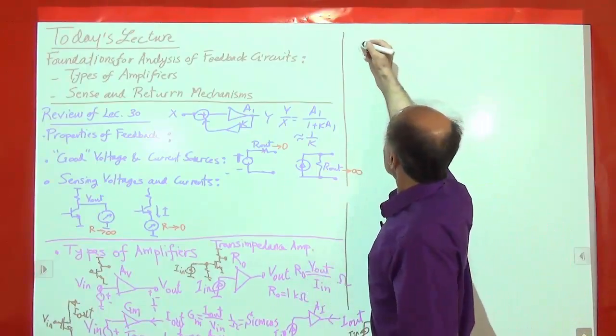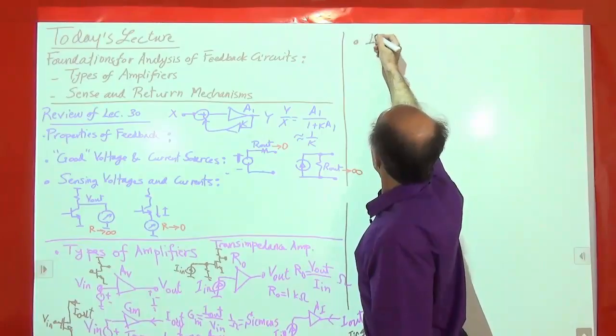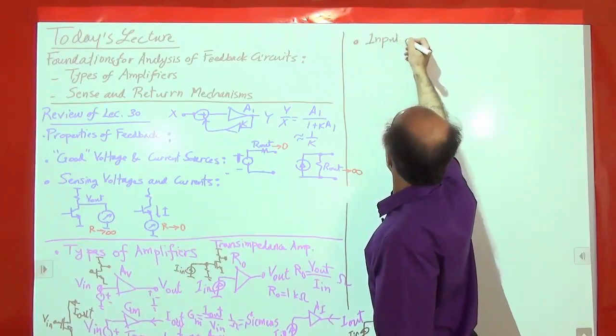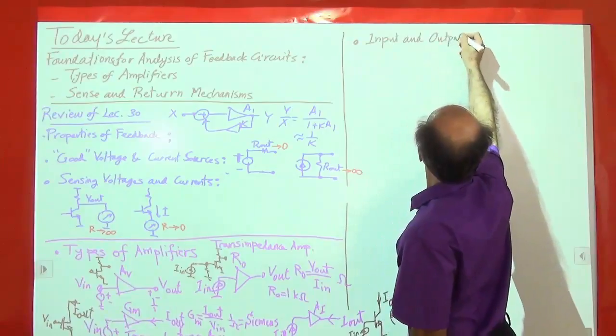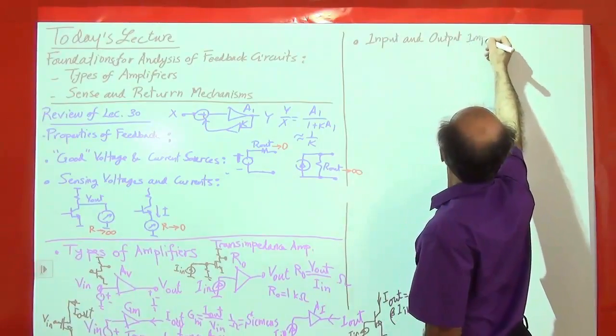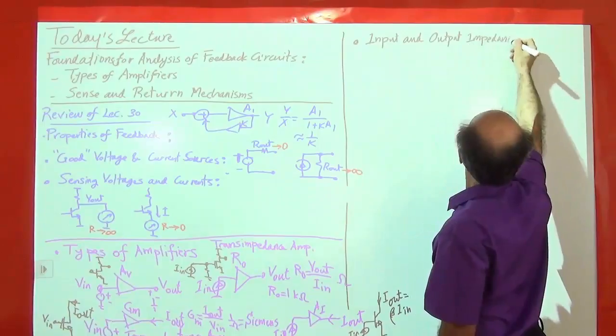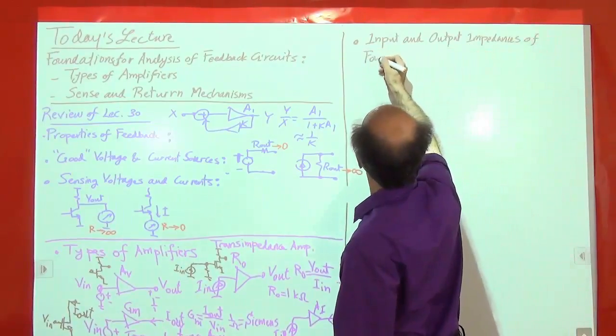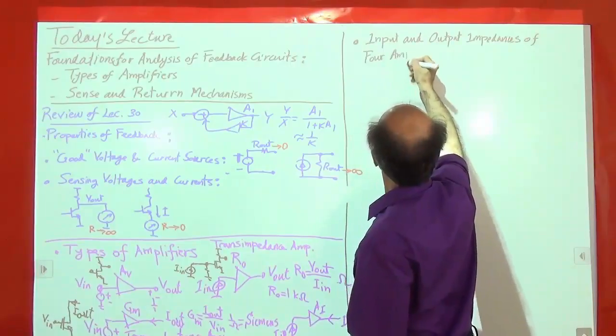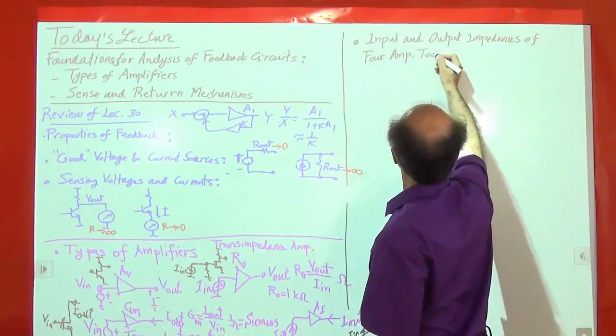So, input and output impedances of 4 amplifier topologies.